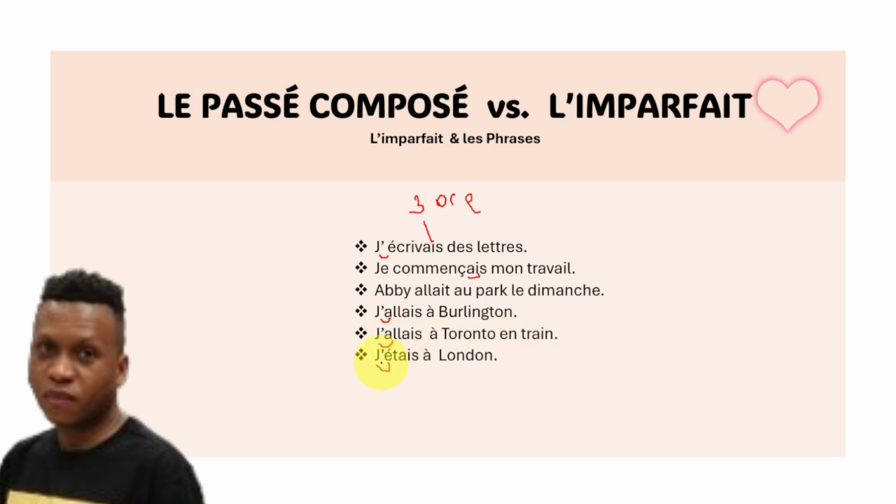J'étais à Londres. This one, London. J'étais à London because this one, it's a city here in Canada. Ontario, we call that London, Ontario. If you say j'étais à London, it's okay. But we say London. Okay, so you kind of mix English and French.